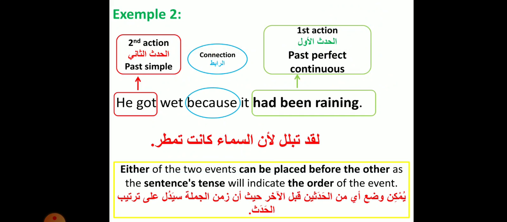He got wet. Here we have verb to get in the simple past because it had been raining. It had been raining is the first action. It is a long action and it is conjugated in the past perfect continuous. Okay, so here we are talking about the past of the past and we exchange the order between the two events. Okay, but the meaning doesn't change. He got wet because it had been raining.